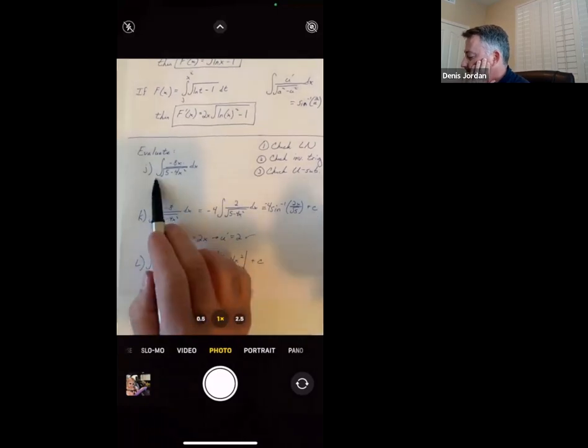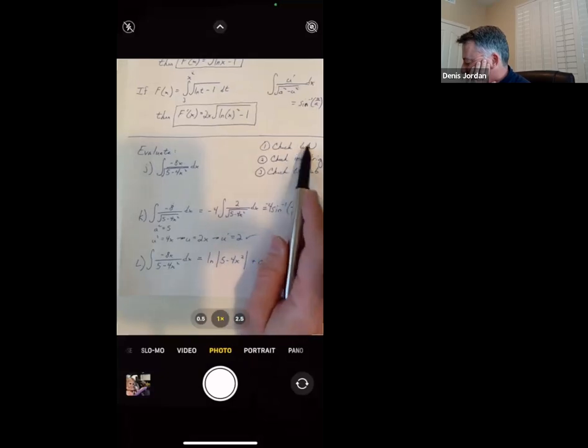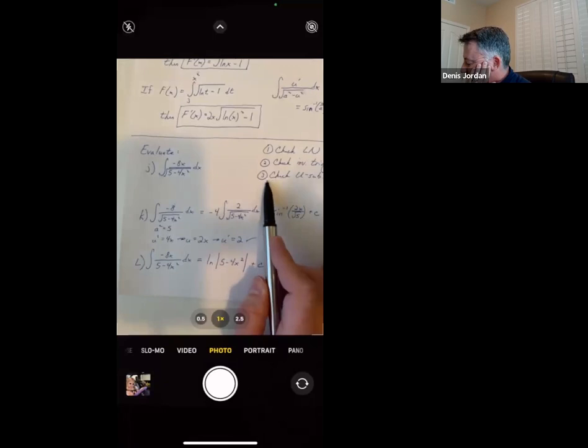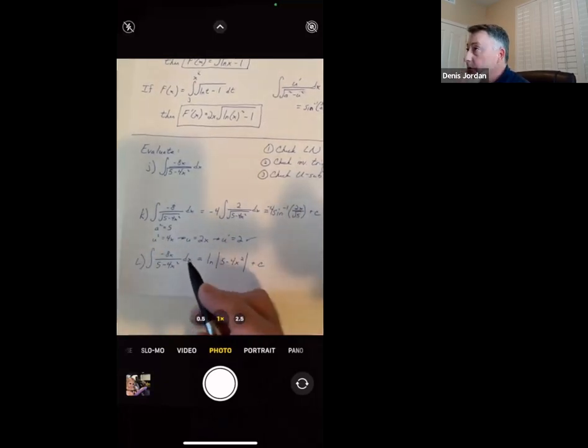All right, so for J, it's not an ln, it's not the inverse trig function. So chances are it's just a u sub. So what would you choose for the u?